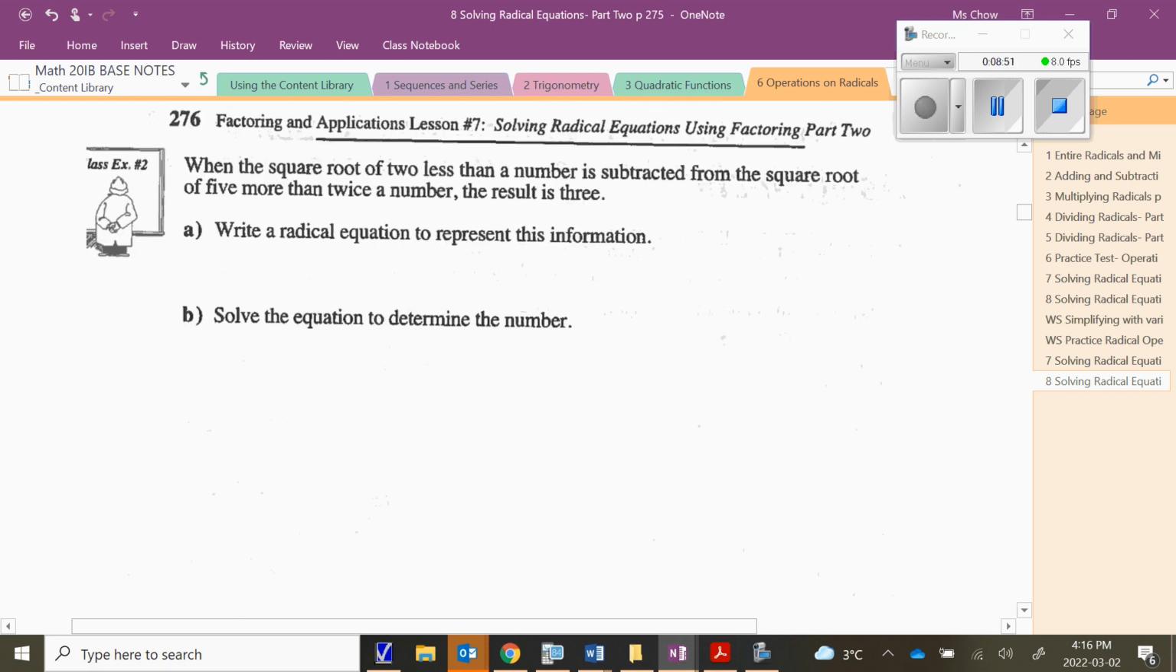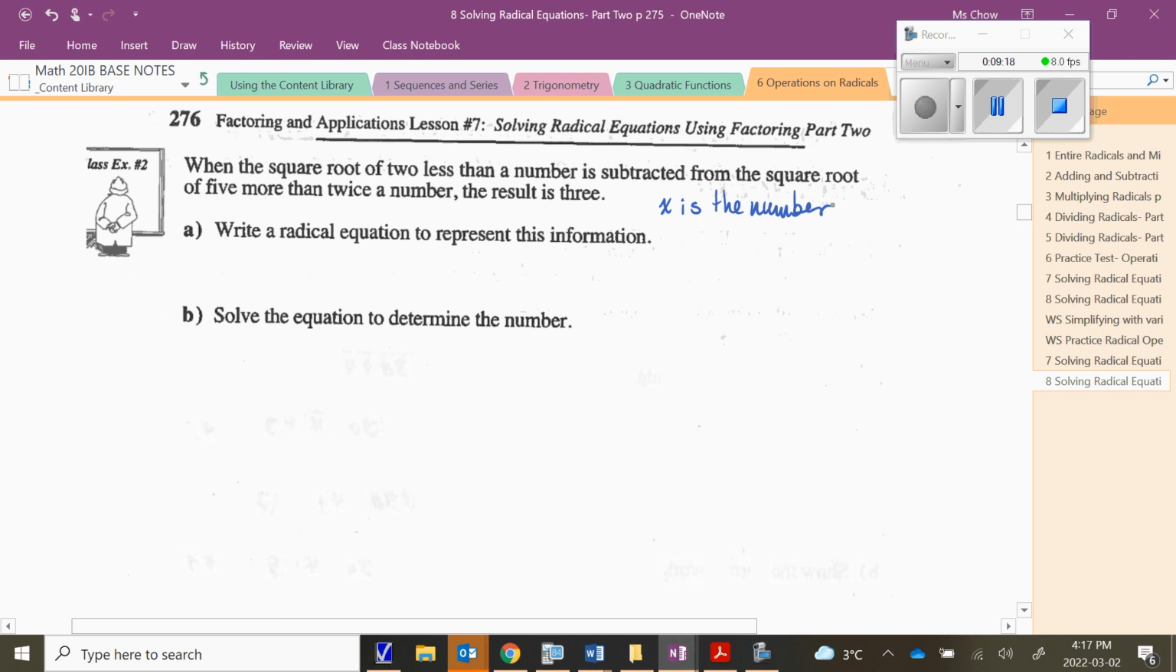Okay, let's take a look at class example number 2 on the next page. And this is a word problem. So let's read that carefully. When the square root of 2 less than a number is subtracted from the square root of 5 more than twice a number, the result is 3. So x is obviously going to be the number.